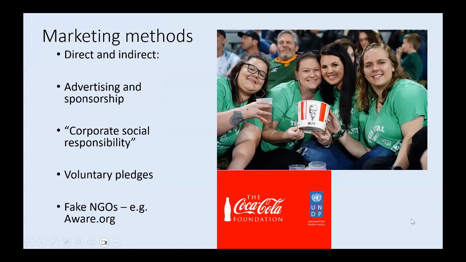Sponsorship is less obvious, probably to children. But the ones that we don't really think about a lot, perhaps, is corporate social responsibility. So you find, for example, the Coca-Cola Foundation working with UNDP. You find them doing all sorts of things during COVID, particularly they were very strong. You find voluntary pledges. So they'll say, we don't need regulation, we don't need laws, because we will monitor ourselves and regulate ourselves. This has been shown over the world to be ineffective.